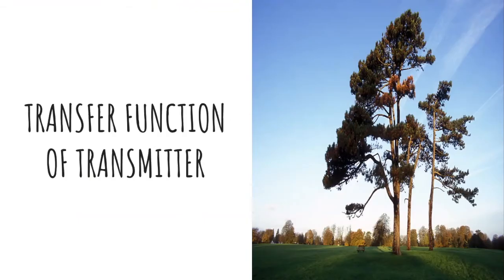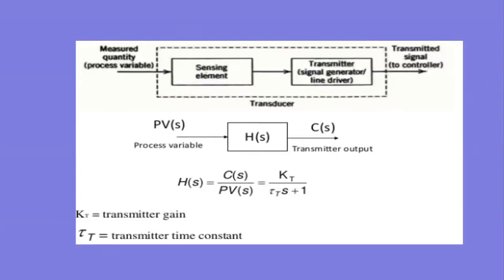So next we have the transfer function of the transmitter. Over here we can see the block diagram shows a measured quantity going to the sensing element, to the transmitter, and then to the transmitted signal, which will go to the controller. The process variable is PV(s), and the transmitter output is C(s). As we know, the transfer function is output over input. Hence, we get a transfer function of K_T, which is the transmitter gain, over tau_T s + 1. Tau_T is the transmitter time constant.